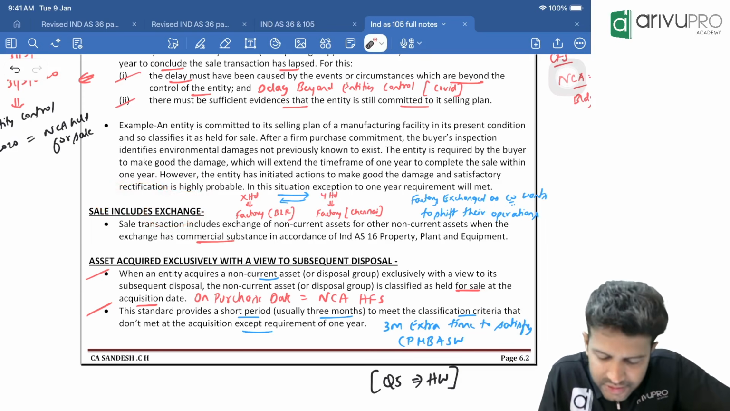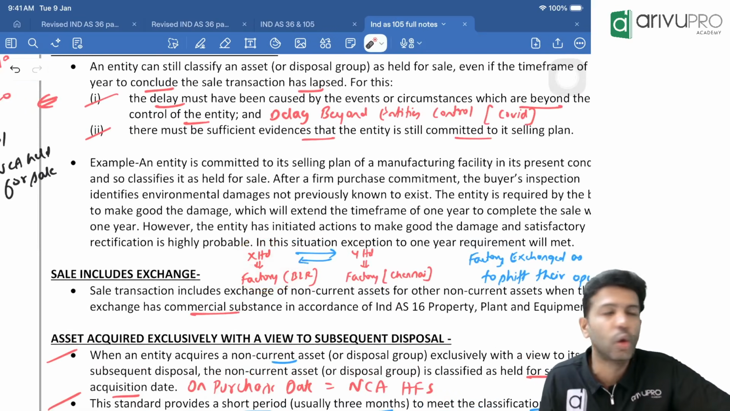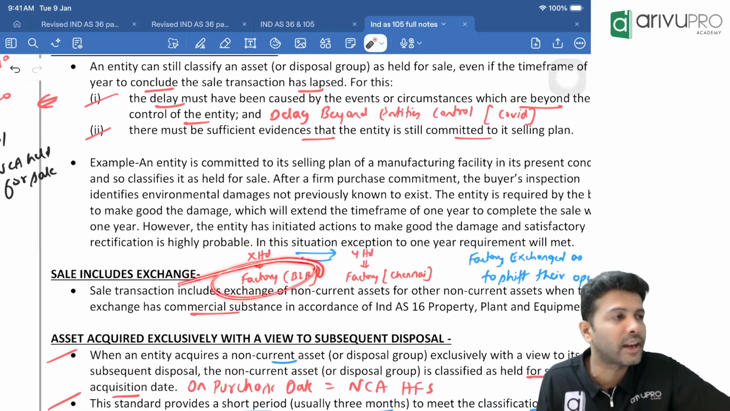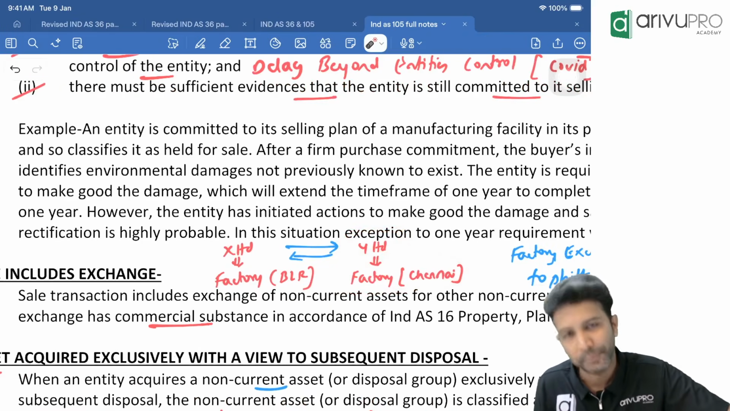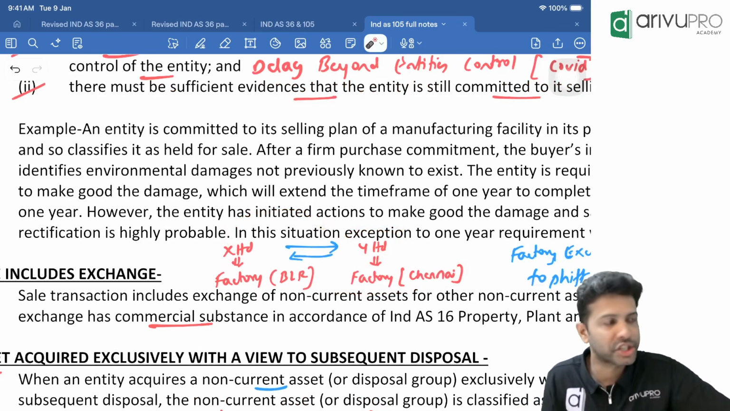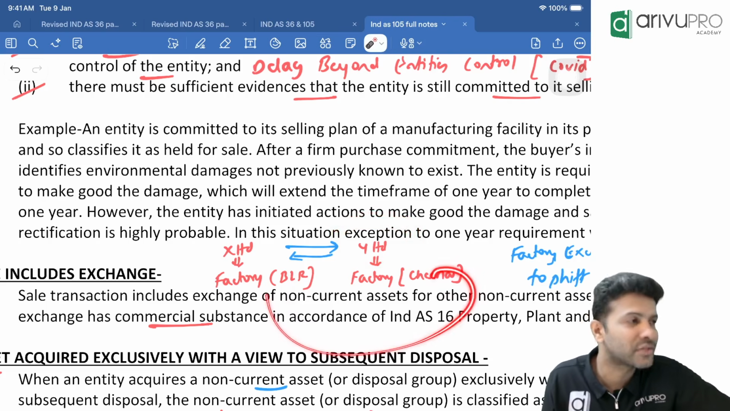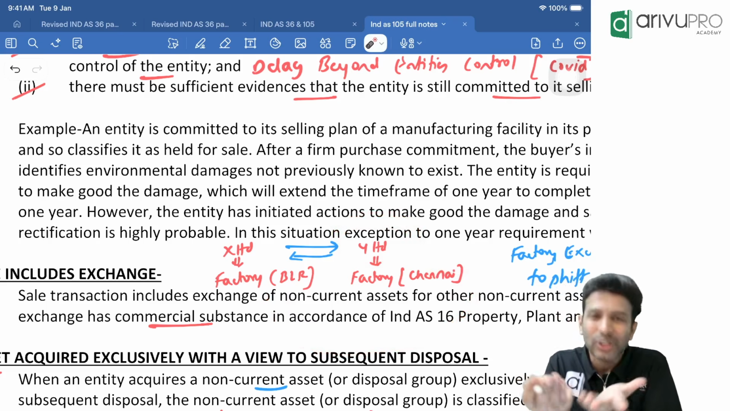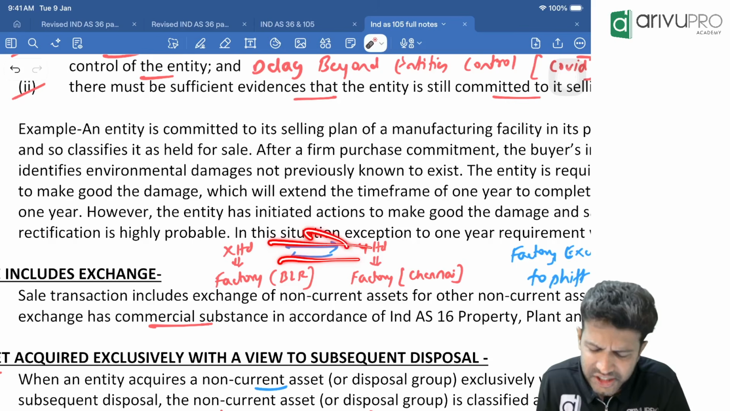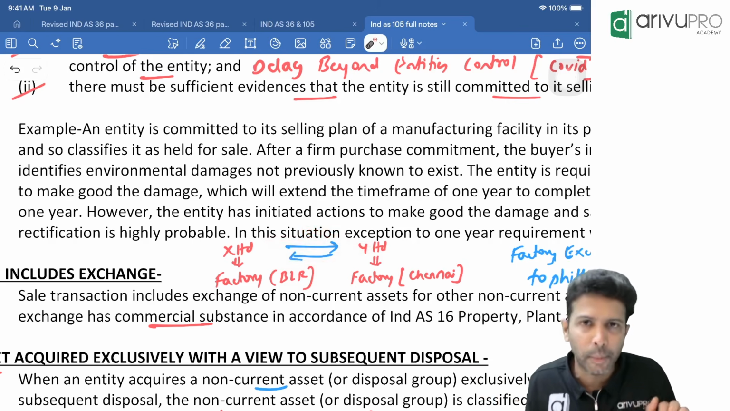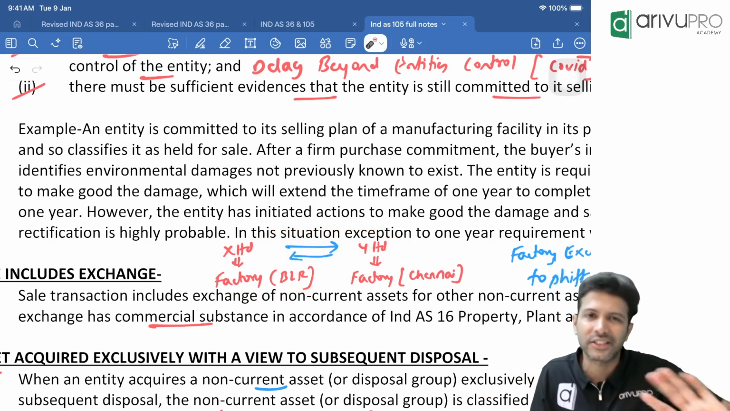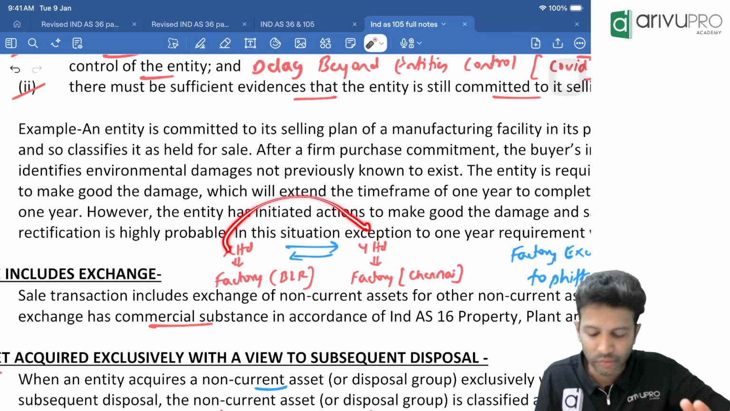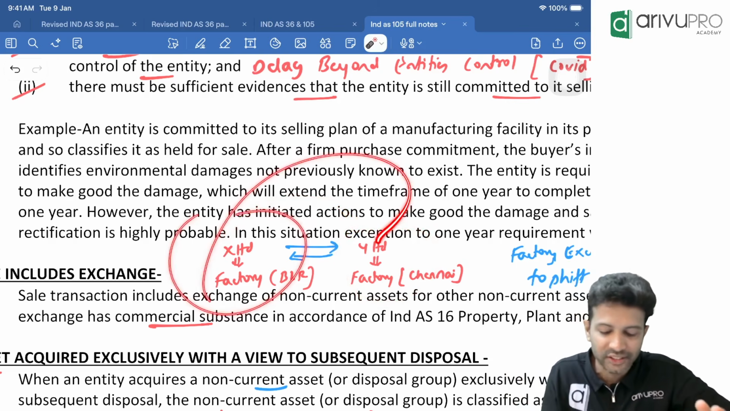Exchange means, let's say X Limited has a factory in Bengaluru. There is another company Y Limited. They have a similar factory but in Chennai. Now X wants to shift their operation from Bengaluru to Chennai, and Y wants to shift their operations from Chennai to Bengaluru. So X and Y said, let's exchange our factory. Anyway, our scale of operations, everything is similar. So X and Y did an agreement to exchange their facilities. Now X will use Y Limited's factory going forward. Y will use X's factory in Bengaluru.